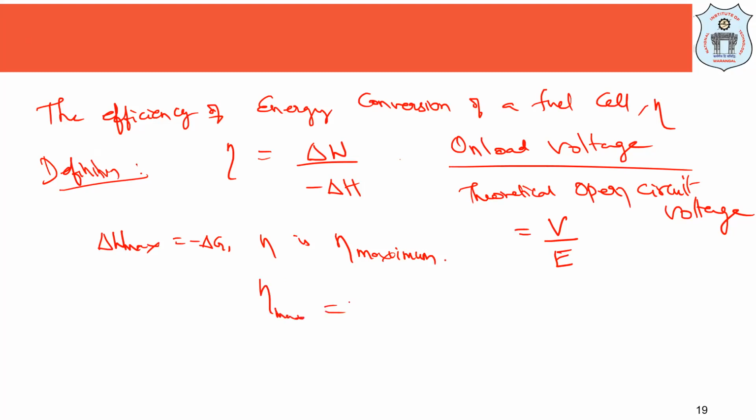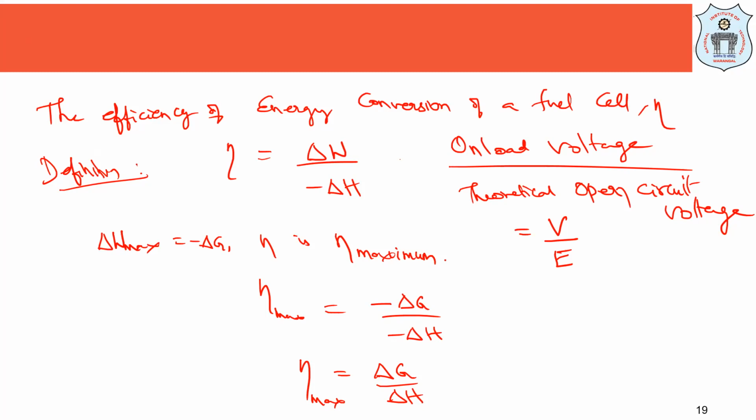So delta W is minus delta G divided by minus delta H gives us the efficiency. So minus minus gets cancelled. You can say the maximum efficiency of a fuel cell is given by delta G by delta H, where delta G is the change in Gibbs free energy, and that is the maximum efficiency.